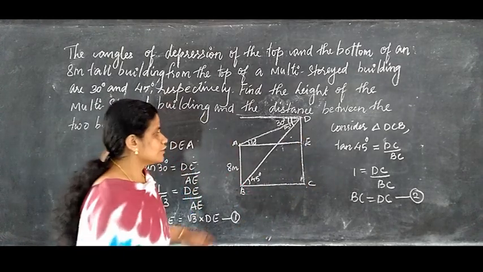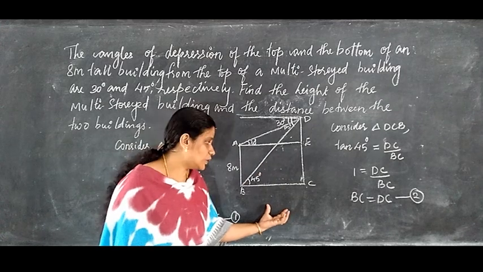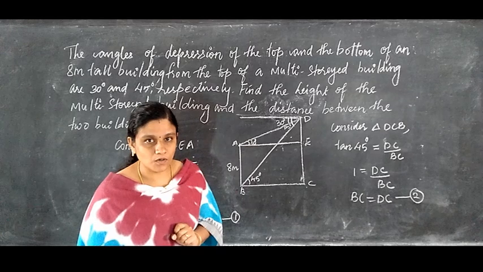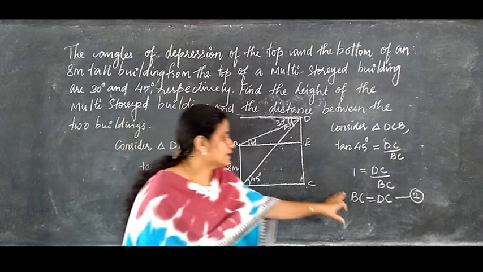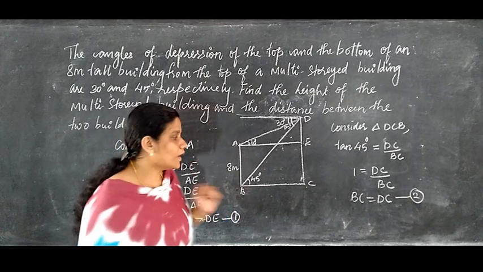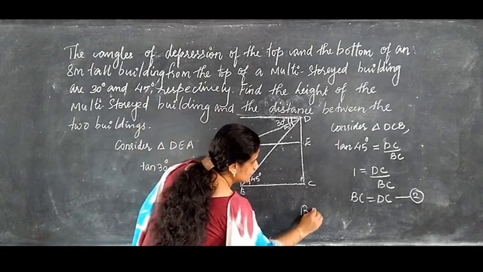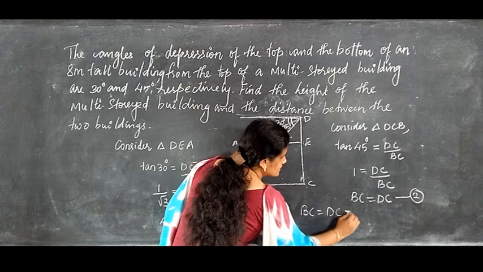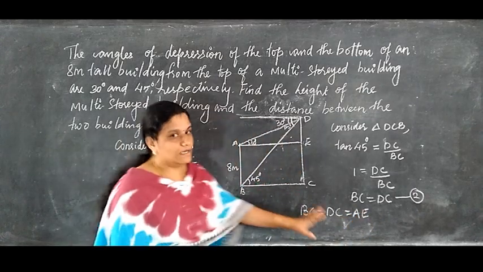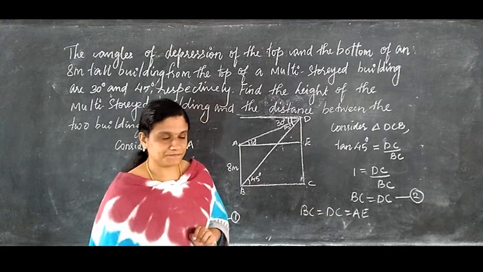Okay, children. From this figure, we know that BC is equal to AE. Yes. And we got BC is equal to DC also. So what can we have? BC is equal to DC is equal to AE. Can we have like this? Yes. Is it clear?